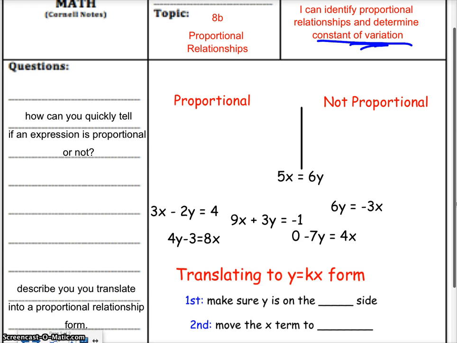So, this one, 5x equals 6y, proportional or not proportional? Proportional, because there's x and y, and only x and y. What about 9x plus 3y equals -1, yes or no? Say it with yes or no. No. And what makes it no? The -1 makes it no.